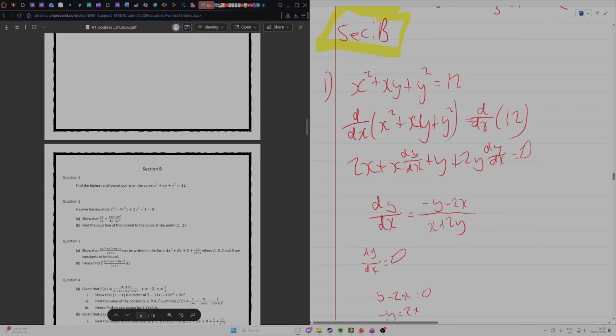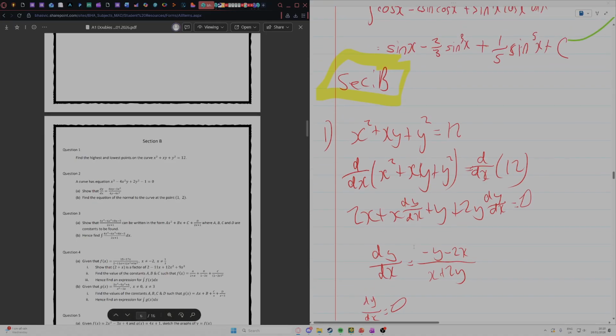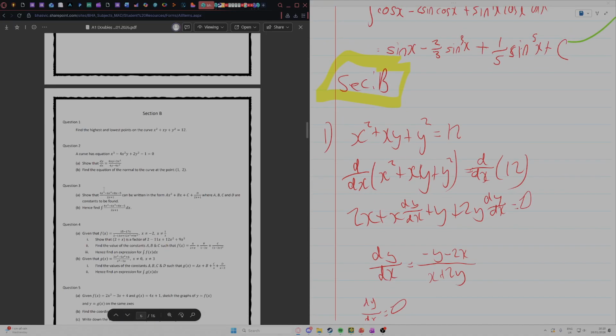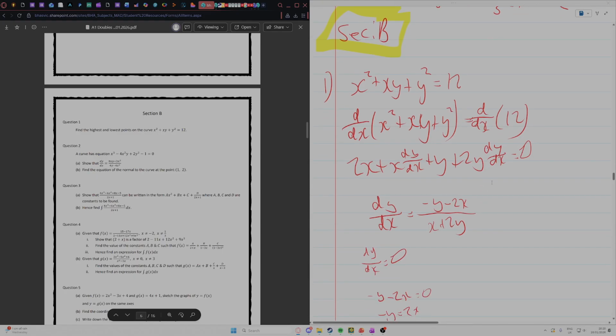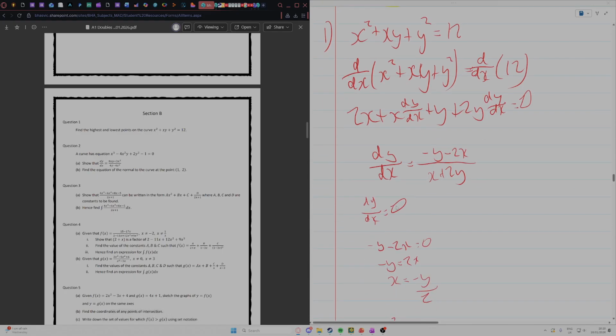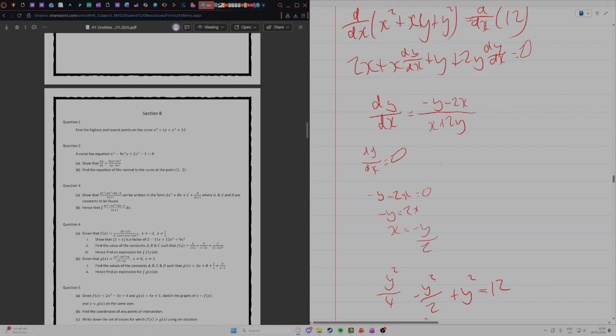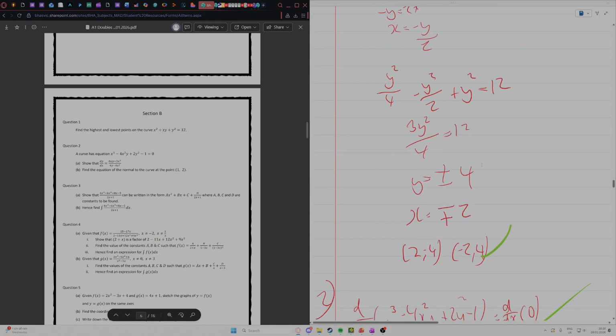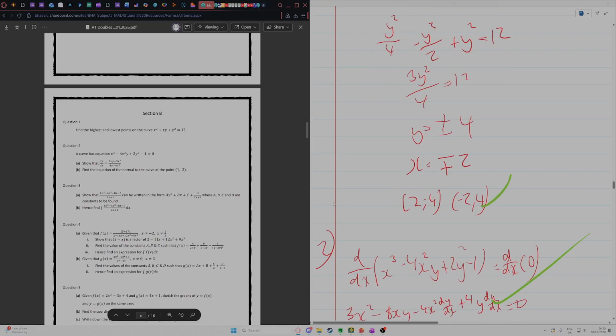Right, B. Lot of long questions in this part, if I'm being honest, so I'm just going to speed through it because it's a lot of work. Implicit differentiation, find the stationary points, the highest and lowest points. Because this is an ellipse, the highest and the lowest points are just the two stationary points. You differentiate both sides, do your implicit differentiation, solve. Stationary points is when dy by dx is 0, so you get x equals negative y over 2, and then you substitute that back into the original equation and find x and y.